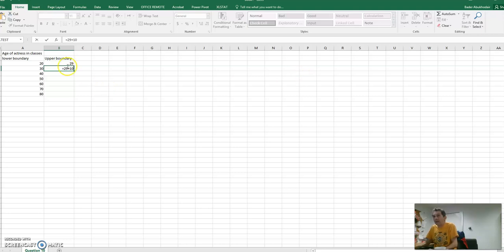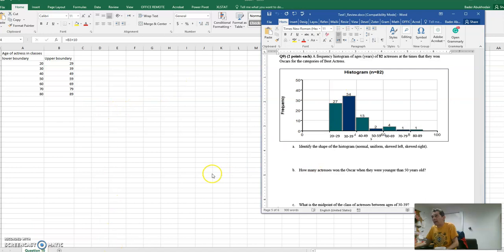I don't want to write 29, because I want to refer to it. I want to refer to 29 so I can fill it up. So what this formula does, it gets the cell before, then adds 10 to it. So now I can fill it. So I have 80 to 89. Let me put the word for you so you can see it. So you see how many I got over here.